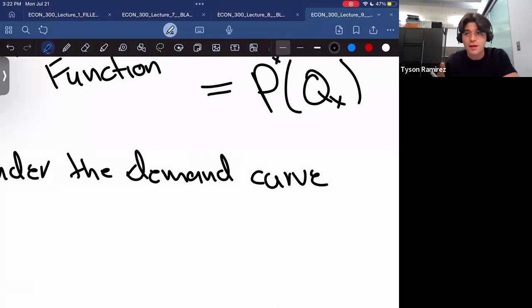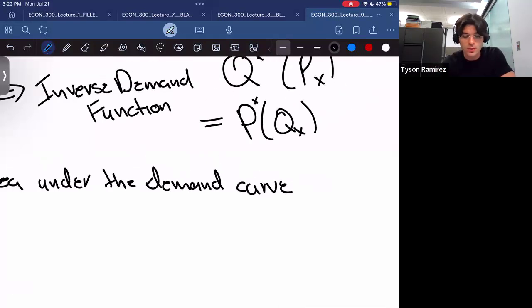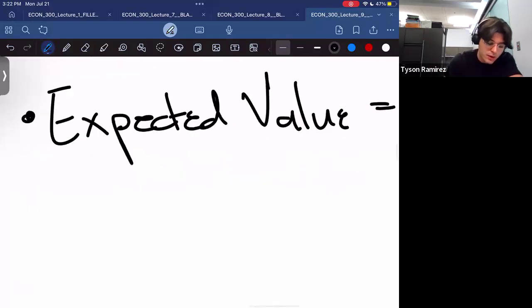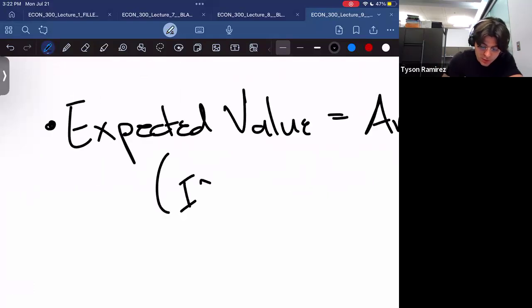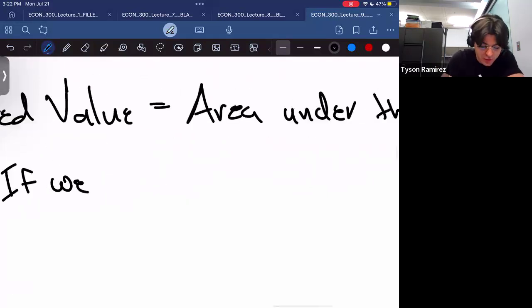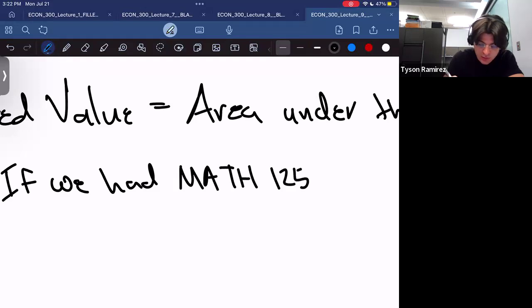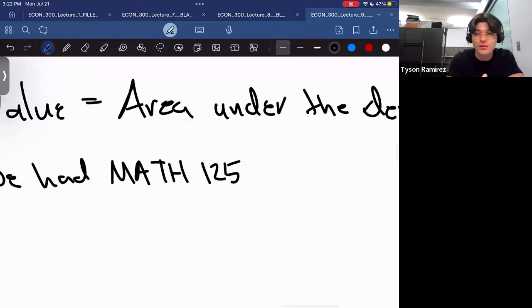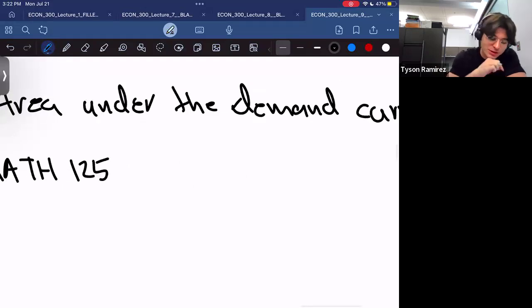This is our value, this is our benefits. This is that benefit part of the consumer surplus. I just want to make a note that if Calc 2 was a prereq for this class, then we would do integrals. Sorry, I said 124. If we had Math 125, if we had Calc 2 available, then I would make you guys do integrals. But since we only require Calc 1, we can only use derivatives.